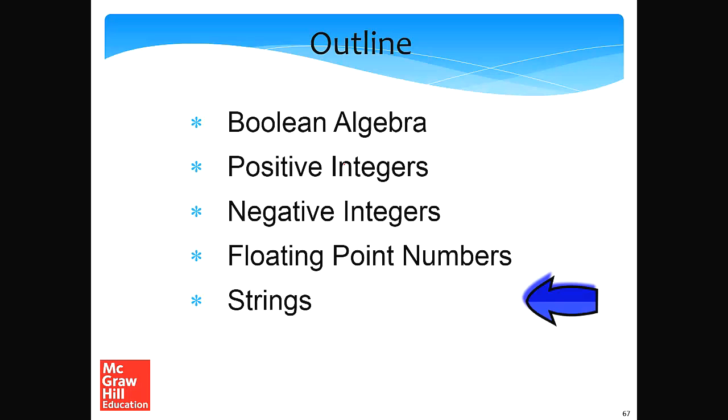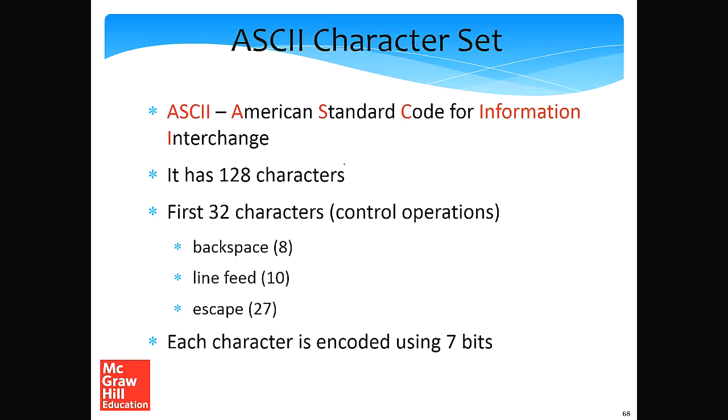Now let's take a look at the fifth and last part of this chapter, which is representing strings. What is a string? It's a piece of text, right? Like these slides, where I've written ASCII is American Standard Code, this is a piece of text. How should we represent it? So the most common way of representing pieces of text was the ASCII format, and ASCII is American Standard Code for Information Interchange.